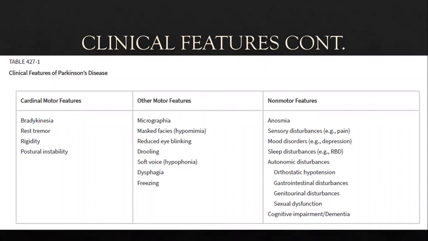These are the cardinal motor features: bradykinesia, resting tremor, rigidity, postural instability. Other motor features include micrographia, masked faces, also called hypomimia, reduced eye blinking, drooling, soft voice or hypophonia, dysphagia, and freezing. Non-motor features of Parkinson's include anosmia, sensory disturbances like pain, mood disorders like depression, sleep disturbances such as REM sleep behavior disorder, autonomic disturbances like orthostatic hypotension, GI disturbances, genitourinary disturbances, sexual dysfunction, cognitive impairment, and dementia. Dementia is seen later in the duration of the disease.